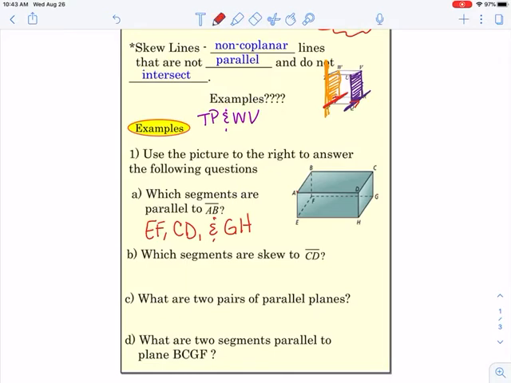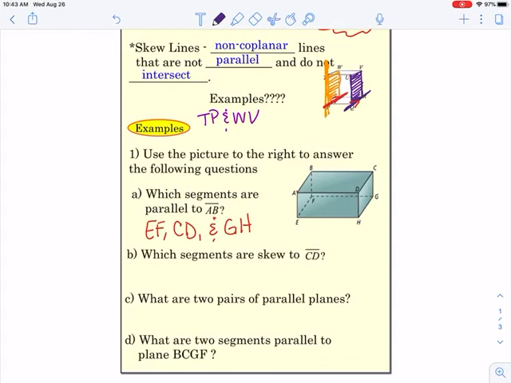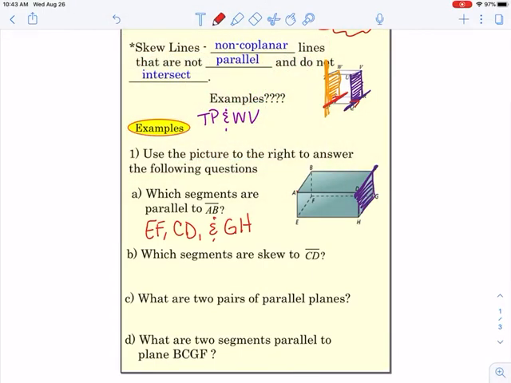Okay. So now we want to say which segments are skew to line CD. So here's line segment CD, and we want to find things that are skew to that. Again, we want it to go in the complete opposite direction and be in a completely different plane. In the back, one that I see right away, if I highlight this line segment over here, line segment FG is going to be skew.